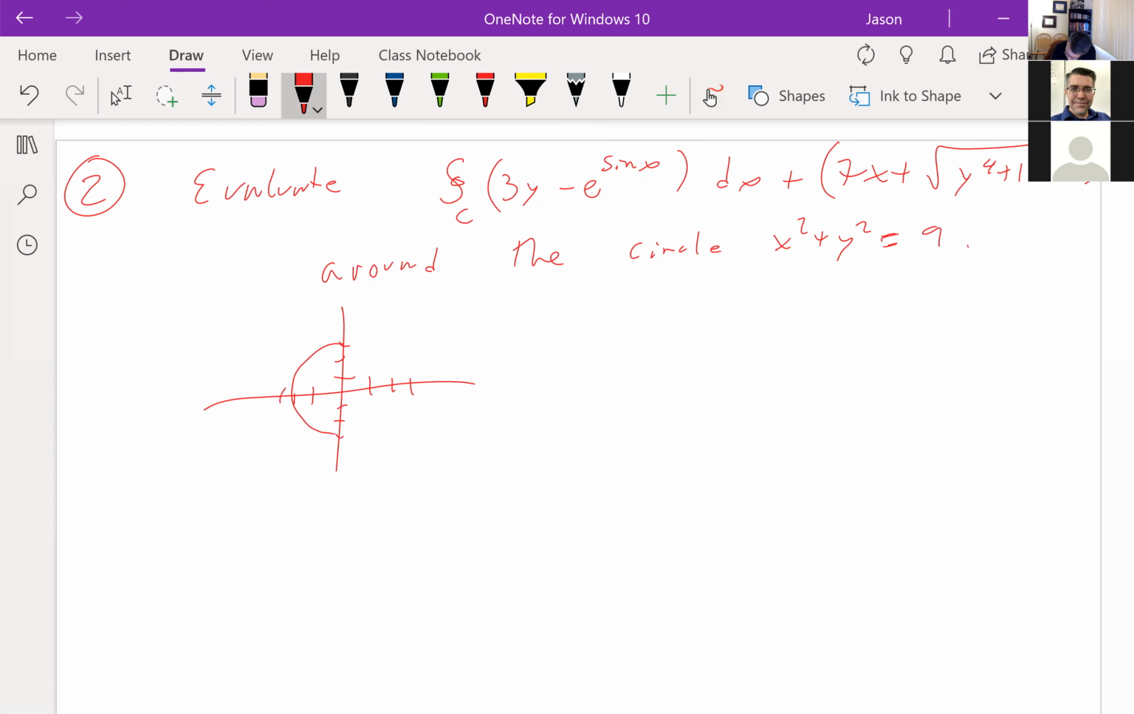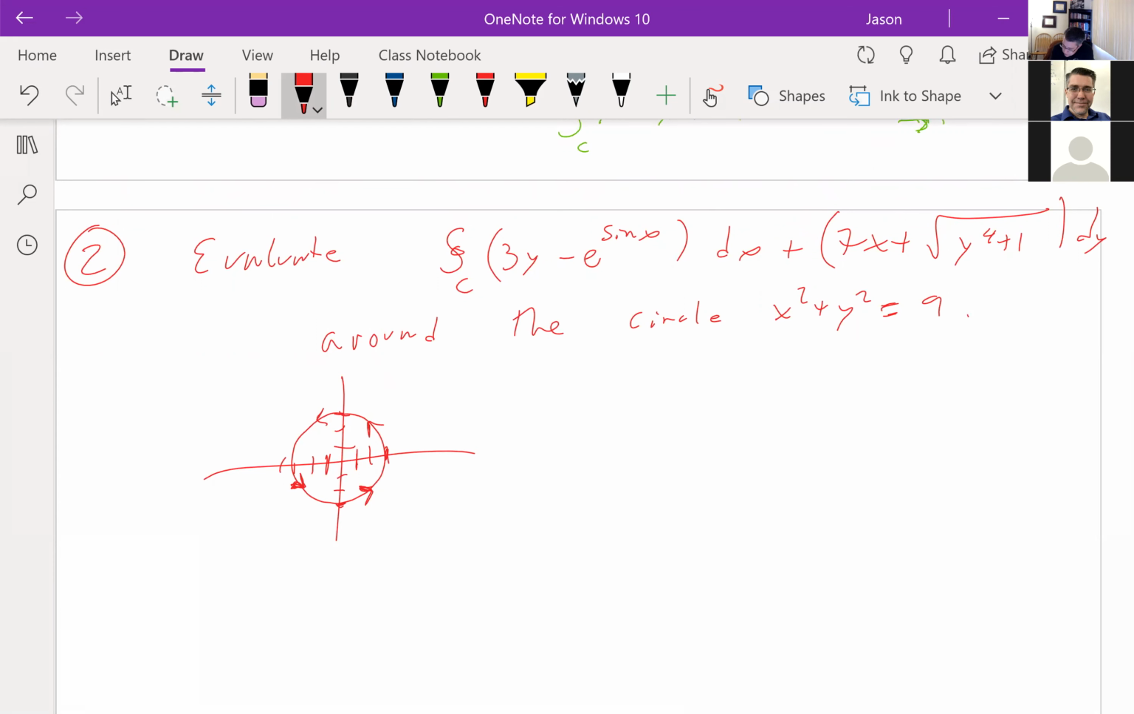Okay, so we'll go around the circle. Positive orientation. And so instead of doing the line integral around this thing, which would be pretty complicated to do, we're going to do a double integral, make it a little less complicated.